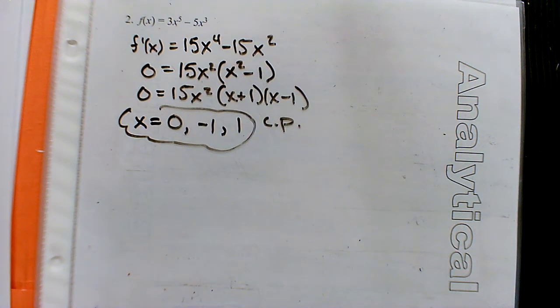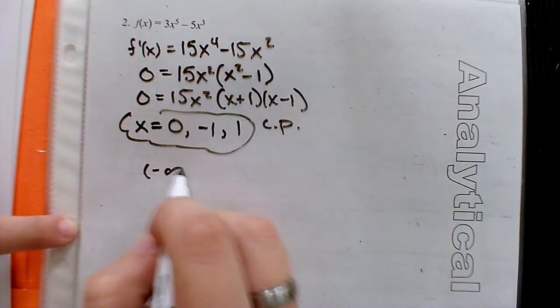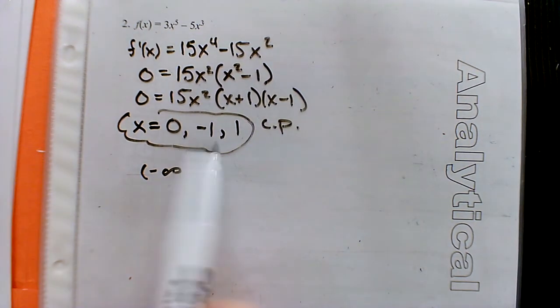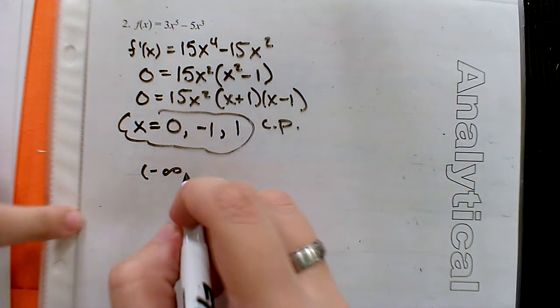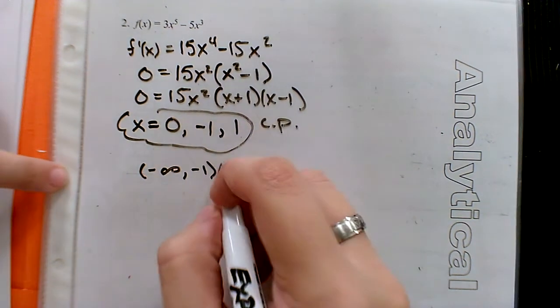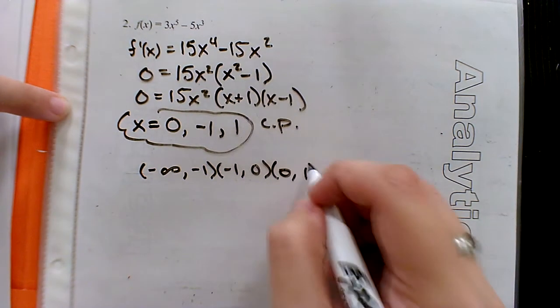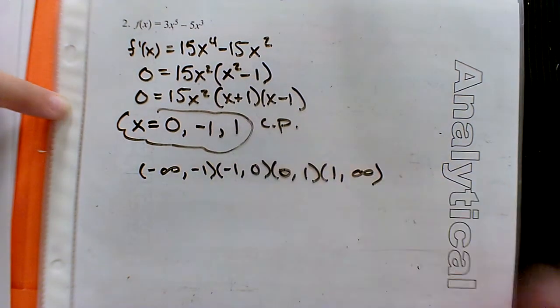This is still a polynomial, and polynomials are essentially roller coaster graphs with a bunch of dips and curves. So no matter if you're talking about quintic, quartic, cubic, quadratic, all of those are all real numbers. You'll be able to trace your graph from the left to the right. So we're going to take the negative infinity to positive infinity domain and break it up in order with these critical points that we found. So negative infinity, negative 1, then negative 1 to 0, 0 to 1, 1 to infinity.